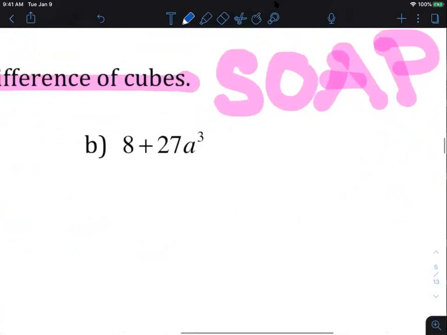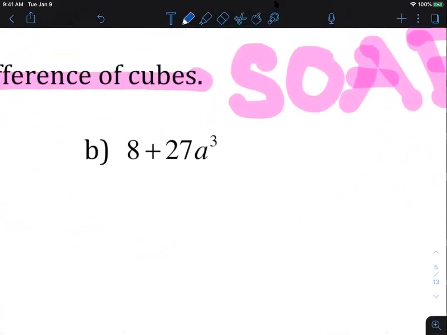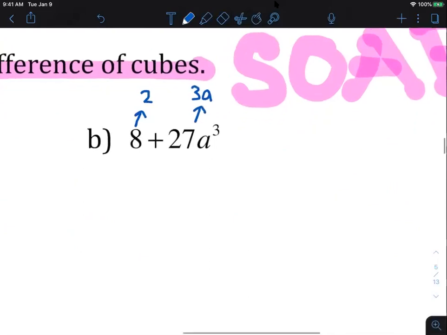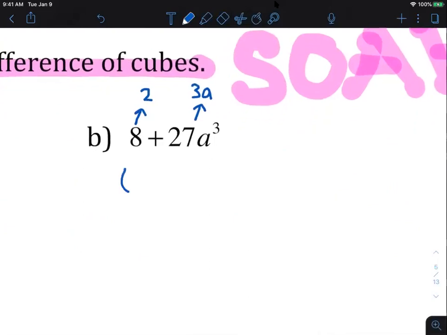I'm going to go ahead and do another one with you just to get the practice in. You guys are going to get a lot of these by yourself anyways. So if we look at part B, you want to ask yourself, it's a sum problem, and are they perfect cubes? Yes, the perfect cube of 8 is 2, because 2 to the 3rd power is 8. The perfect cube of 27a cubed is 3a, because 3a to the 3rd will give you that 27a cubed. So those are your perfect cubes. I like to write them down sometimes. It helps me. Do you have to? No.